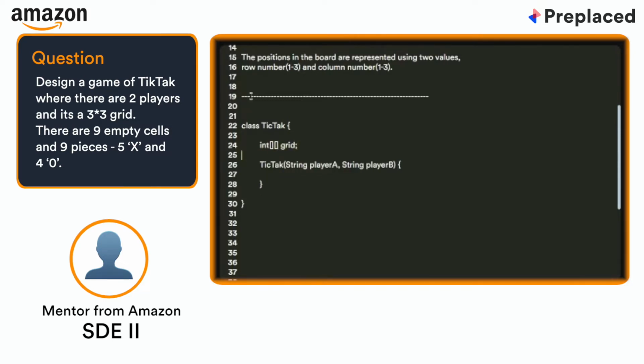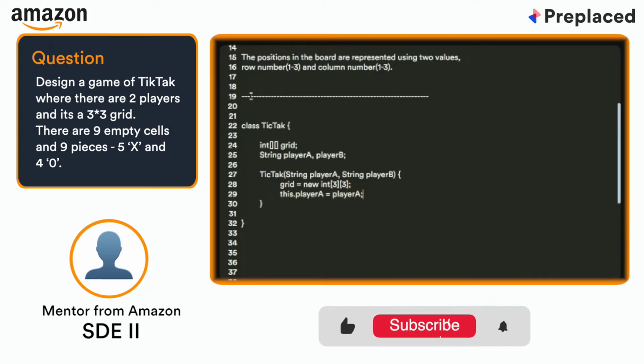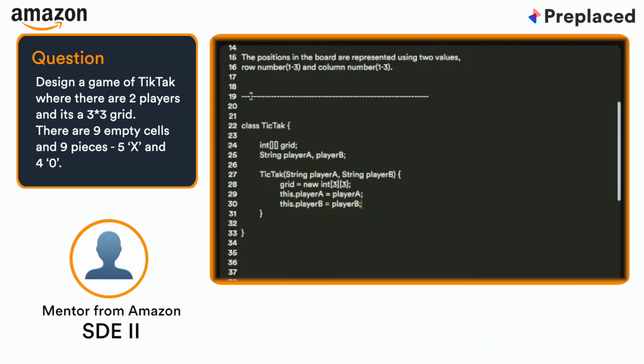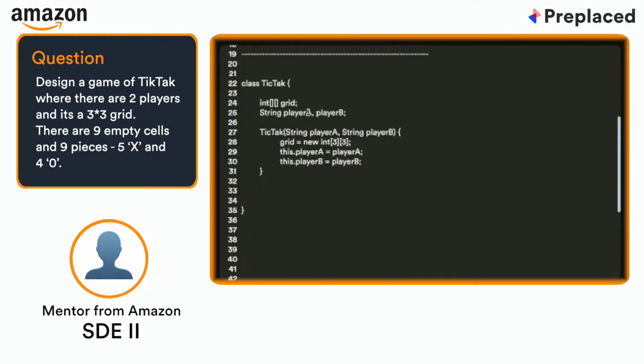So I will be having my string player A, player B. Now my grid will be new int of size 3 cross 3. By the way, I'm writing this in Java. So I have initialized my grid. Then I'll be saying this.playerA equals playerA, and this.playerB equals playerB. Now apart from this, I will be having particular functions that the user can trigger, like assign or something.